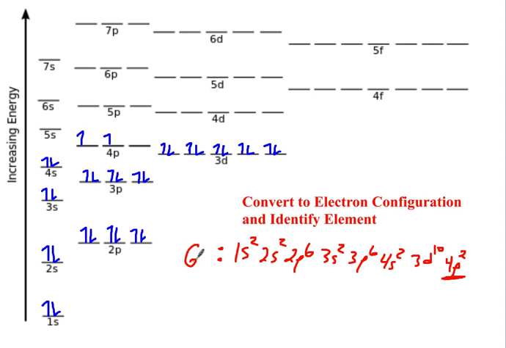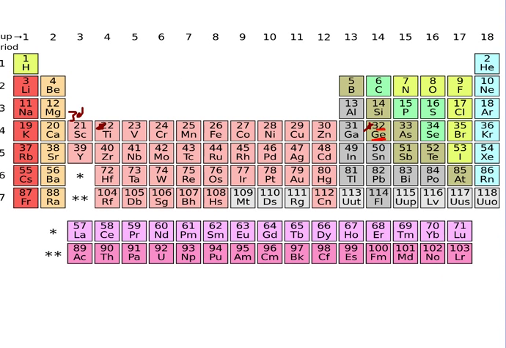So this is germanium, right? Not so bad. Electron configuration is the hard thing. Once you've learned it, these orbital notations are pretty darn easy. Okay? All right, so those are the only examples I'm going to do today. I will see you next time.